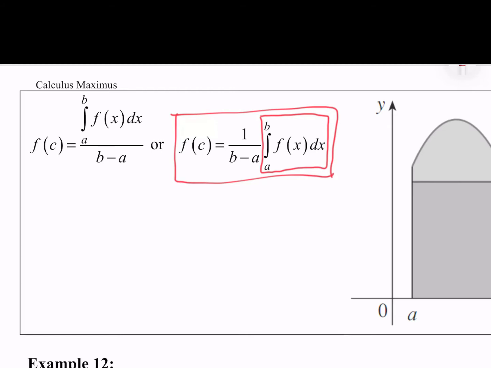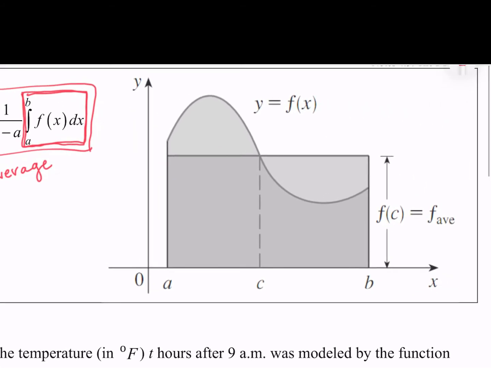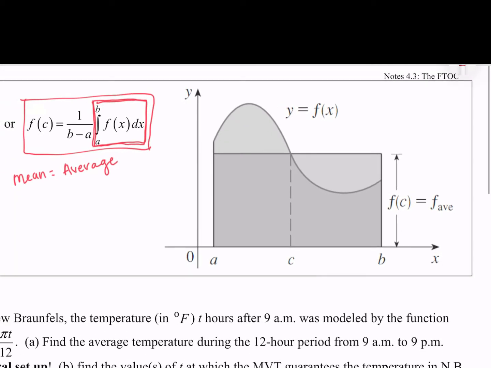When we think of mean, we should think of the word average. Average is taking the total and then dividing by the number of objects, which in this case is b minus a. Visually this looks more like that graph that I showed you on Desmos, where here's our f of c, this is our c value. There's an f of c that's equal to the average value.